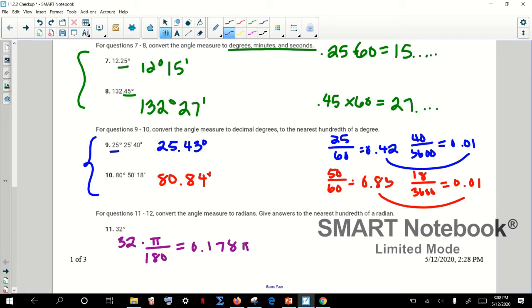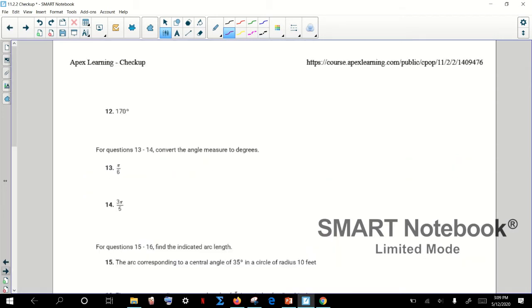Generally, when I was taught, this is how I would write my answer, but I think Apex wants you to multiply the decimal by pi, so you can just multiply by the pi button on your calculator if you have one, or you can do 0.178 times 3.14. All right, and that gave me 5.58 radians. All right, so that's my answer. All right, let's move on.